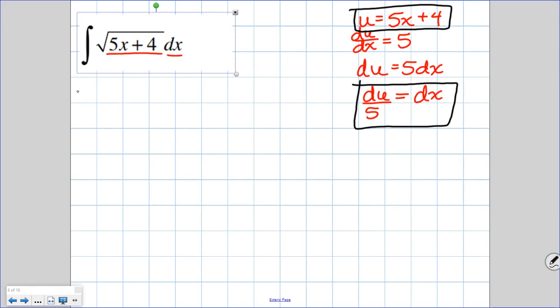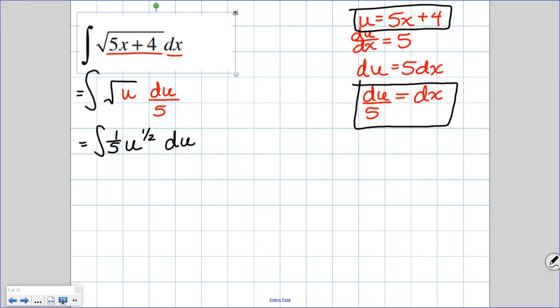So now this is equivalent to the square root of u du over 5. Now the square root, I can't apply that reverse power rule yet, so I'm going to rewrite the square root as u to the 1/2. And this over 5 is the same as 1/5, so I'll move the 1/5 to the front. So 1/5 u to the 1/2 du.